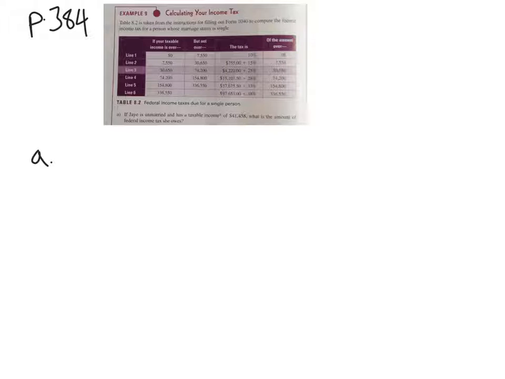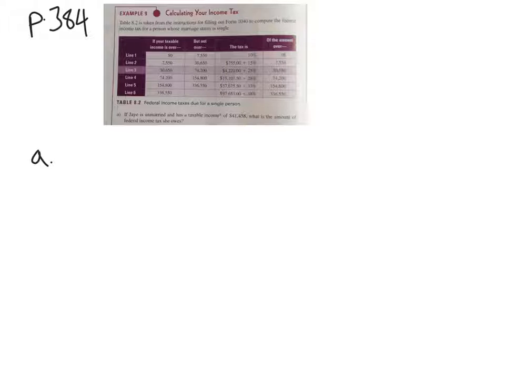All right, and then the last type of problem we have to do here is pretty basic. We're just going to use one of these tables to calculate an income tax. So this is from page 384, example 9. It says this table is taken from the instructions for filling out form 1040 to compute the federal income tax for a single person. So let's skip the table for a second, jump down to part A. It says if J is unmarried and has a taxable income of $41,458, what is the amount of federal income tax she owes?